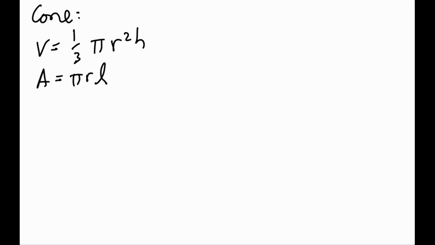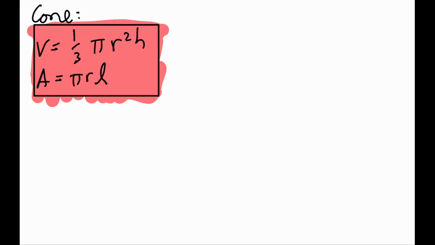For a cone, the equations would be: volume is equal to 1/3 times pi r squared h, and the area of the curved surface of the cone is equal to pi r l. For the total surface area, you would add the circle part of the cone. We're going to draw the diagrams after.